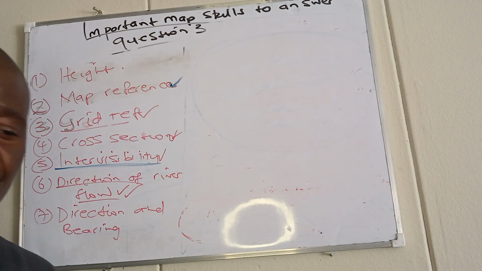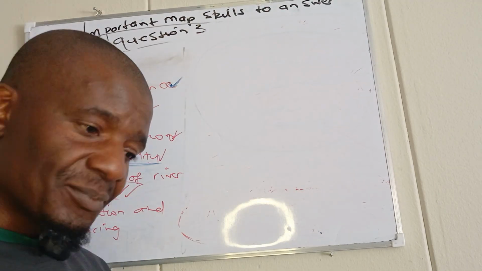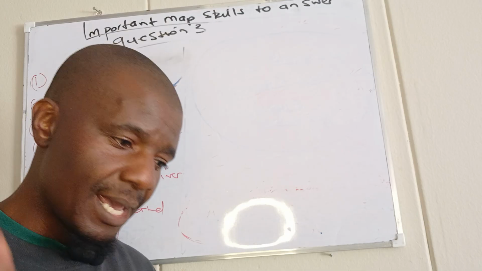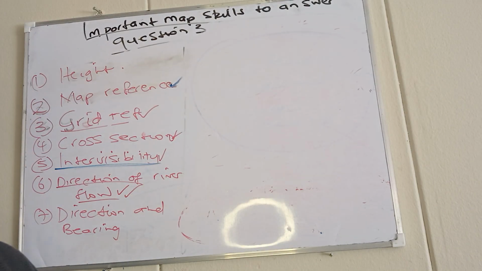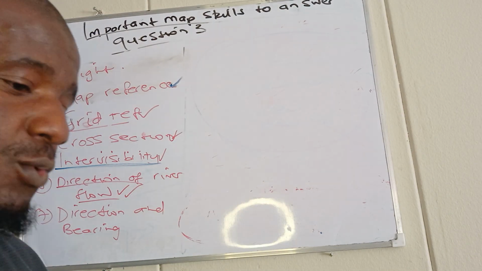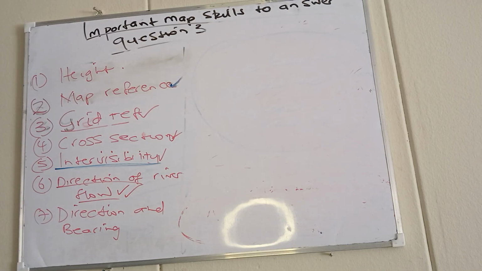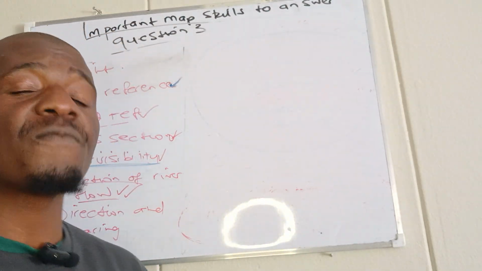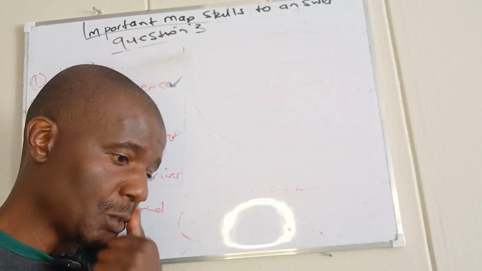Then cross-section. Obviously, we are looking at the rise and fall of the topography, or of the landscape on a map, which is shown more like a side view from one point to another. That's part of your cross-section. So you should be able to do a simple cross-section, but obviously you make use of the height in order for you to do the cross-section.